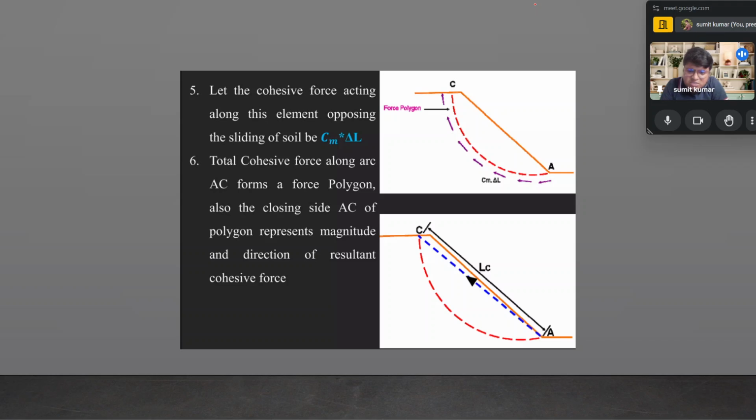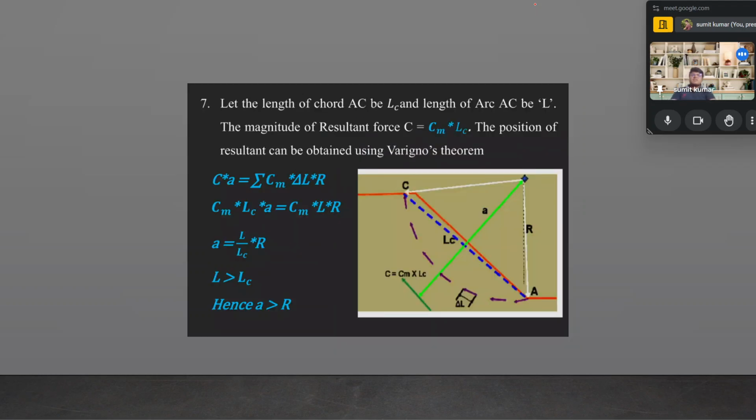Also, the closing side AC of the polygon represents the magnitude and the direction of the resultant cohesive forces. Now, when we move to the same step regarding this calculation, let the length of the chord AC be LC and the length of the arc ACB be L. Now the magnitude of the resultant force C equals Cm into LC.